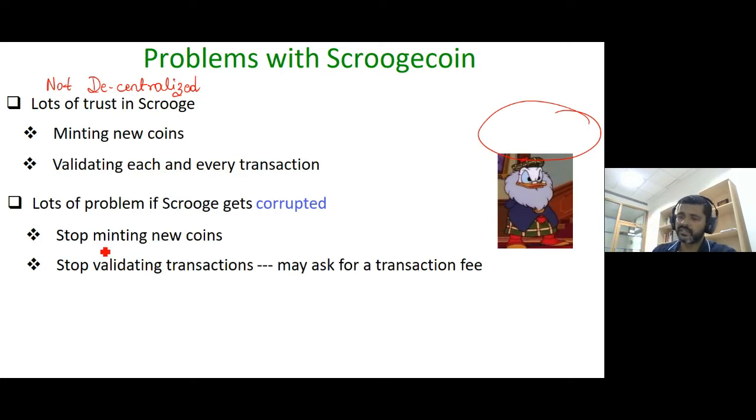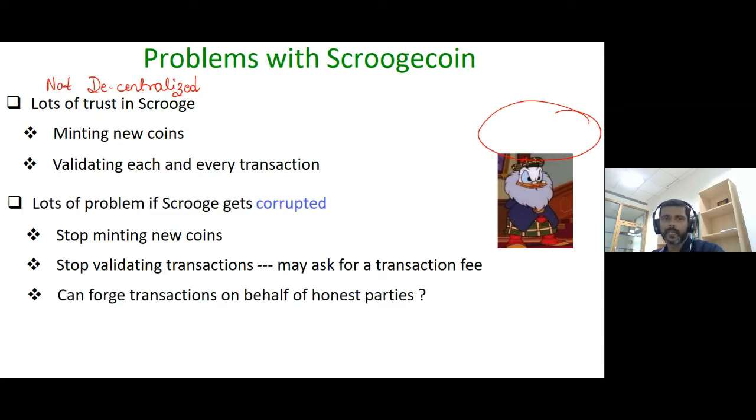So for instance, what if he stops minting new coins? What if he starts demanding transaction fees for validating transactions, right? So even if he mints coins, he won't endorse the pay transactions until and unless you give him a transaction fee. Suppose he becomes selfish like that, then again the entire system will get stuck. Or he can forge transactions on behalf of honest parties as well.